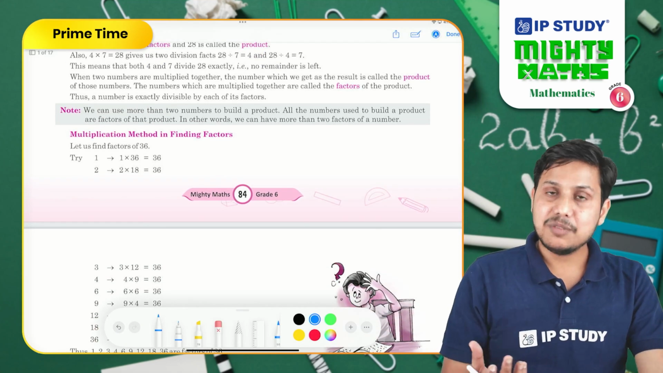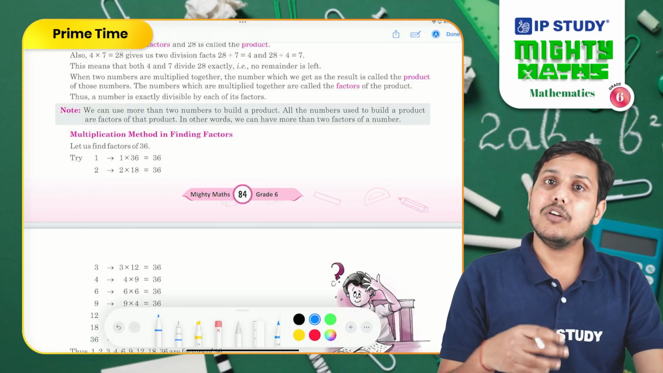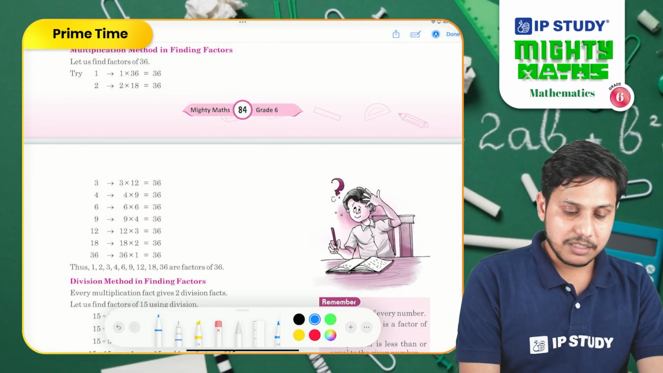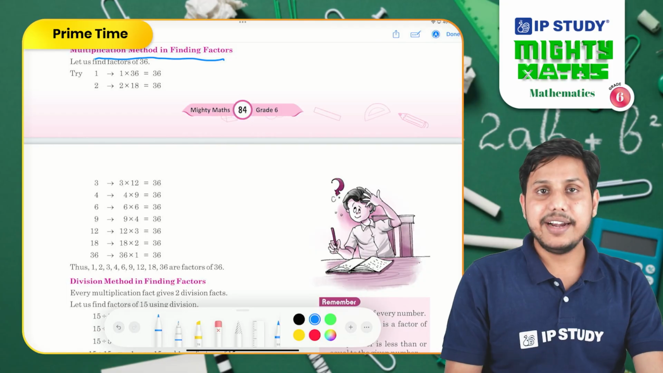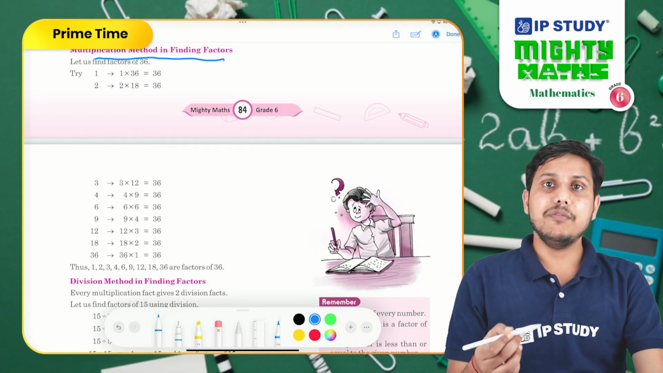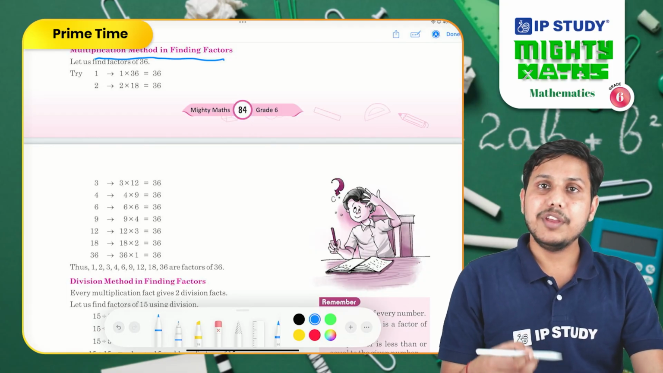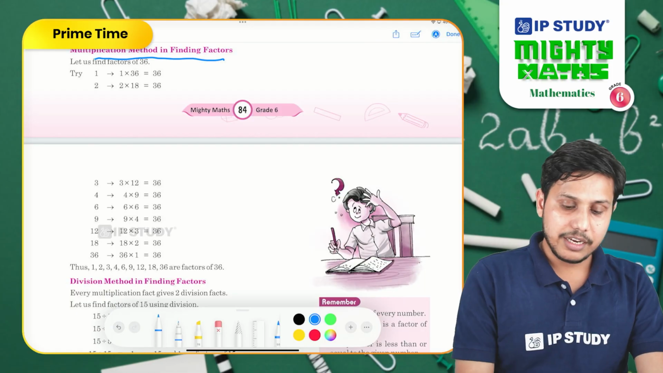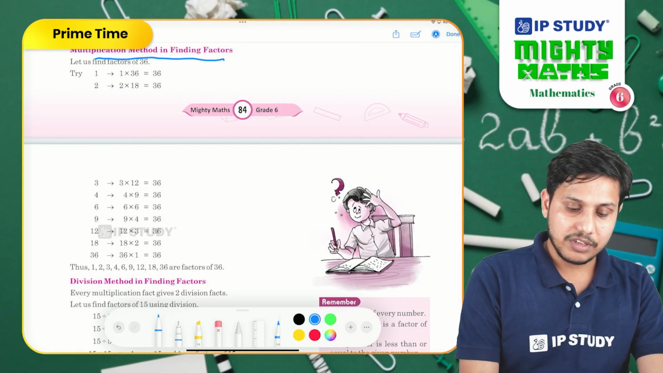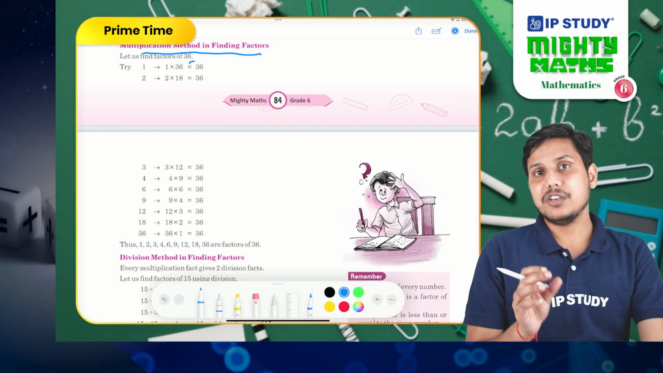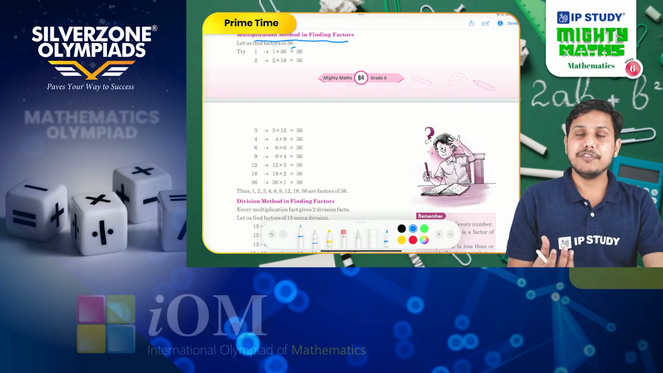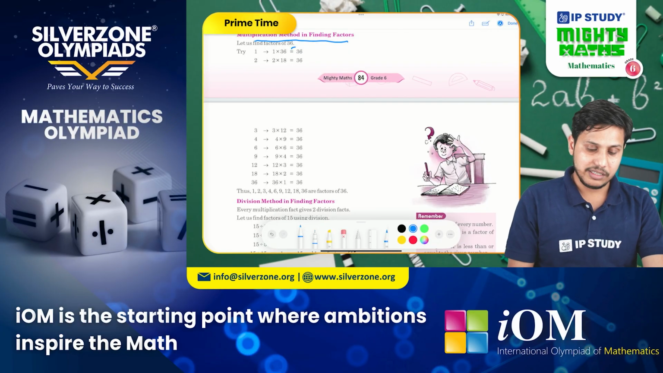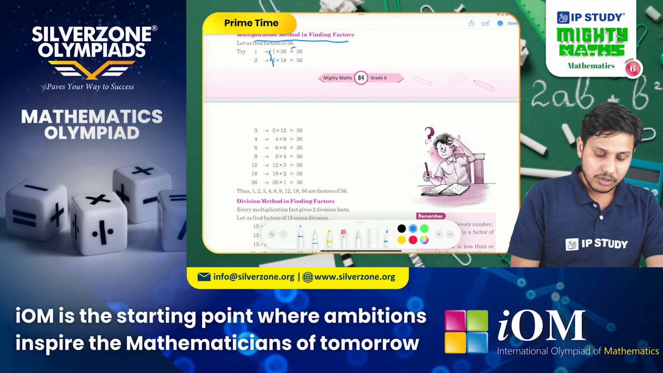Now, there are various methods to find out factors of a given number. So, the first method is the multiplication method in finding factors. In order to find out factors of a given number, we can use the multiplication method. Like to find out the factors of 36, what we can do is starting from 1, we can see what are the different numbers we can multiply to get 36. So, it goes from 1 to 36.